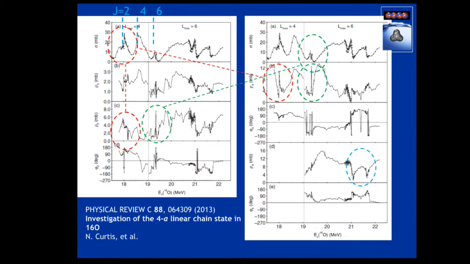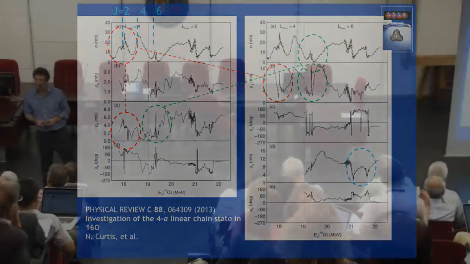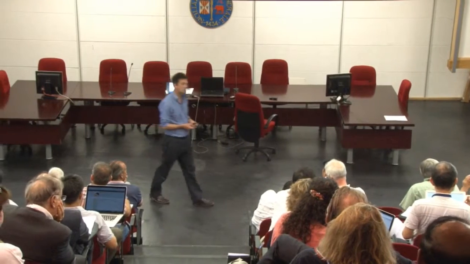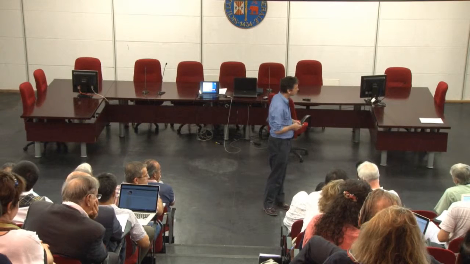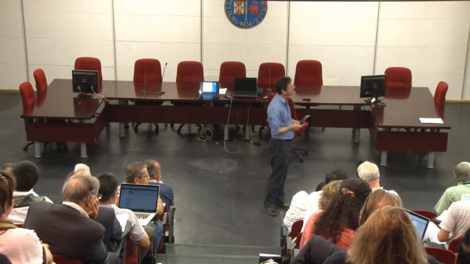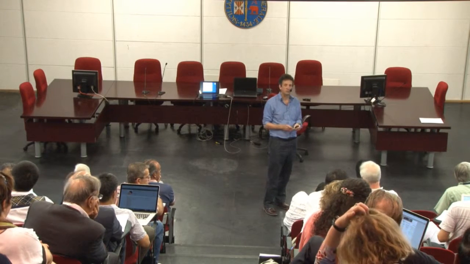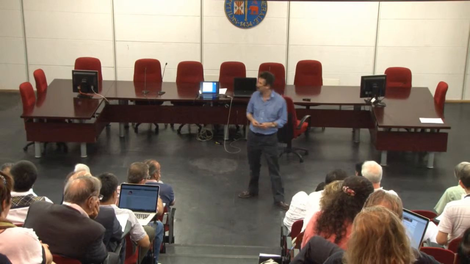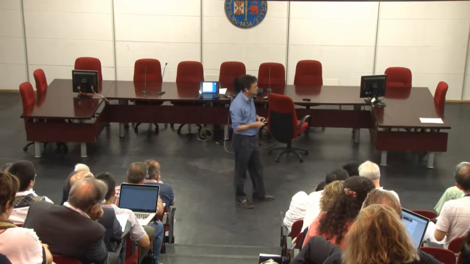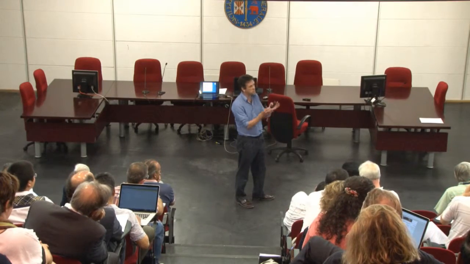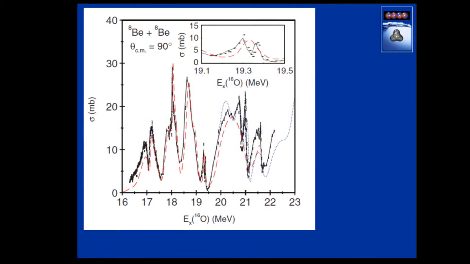So where does that leave the chain configuration in oxygen-16? Well, I think the summary is something like this. I think we no longer believe that the chain structure exists. Nevertheless, this is a really rich and complex series of resonances which decay into rather exotic decay channels. They decay preferentially to 2 beryllium-8s. They decay preferentially into the Hoyle state, a very exotic state.